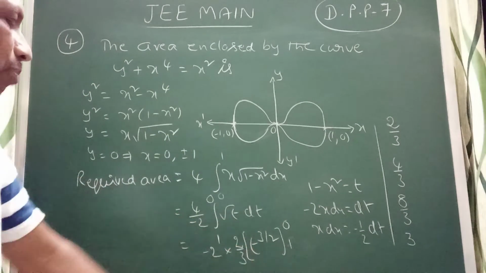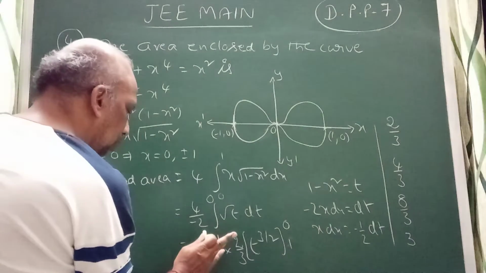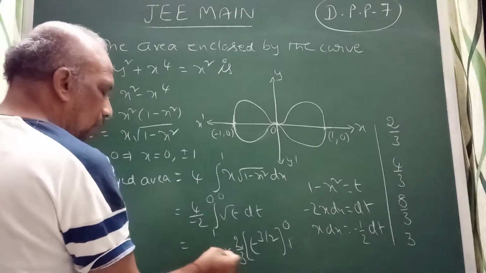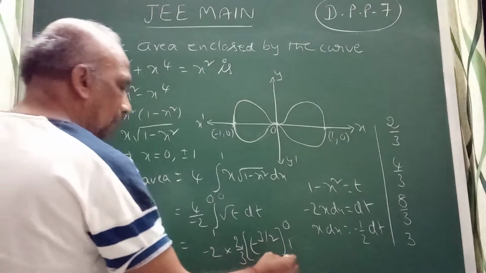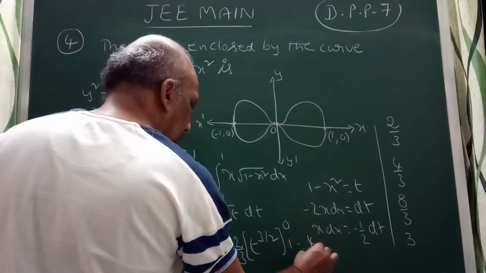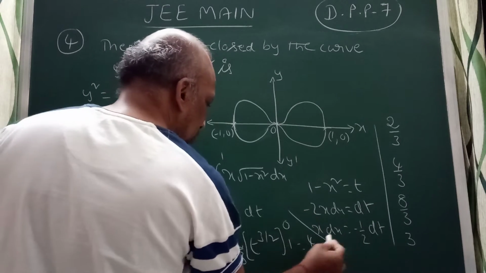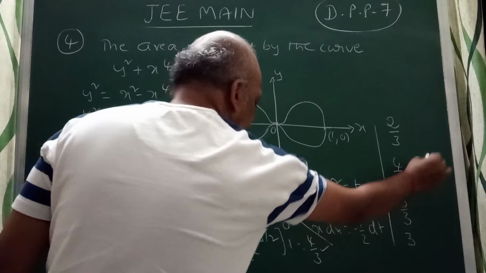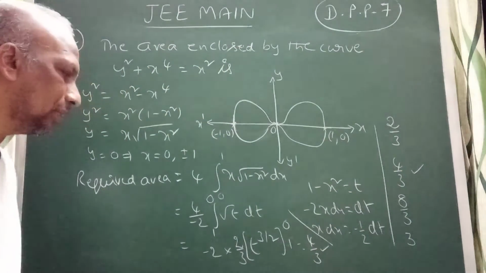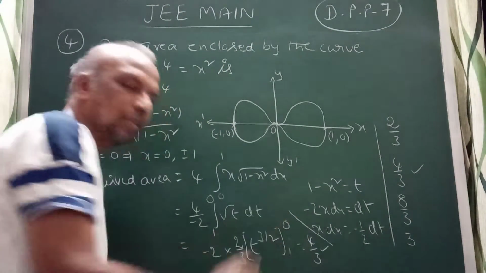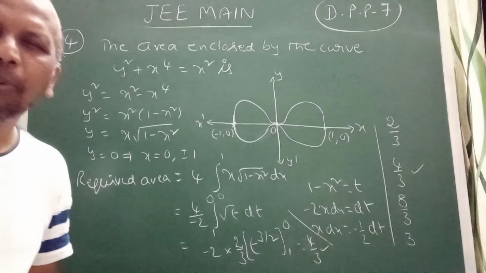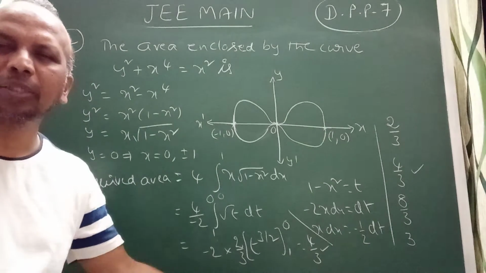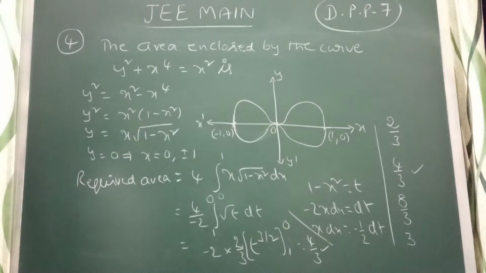Then simplify. This is 1 to 0, right? You get minus 4 by 3 into 0 minus 1. It goes to 4 by 3. The answer is 4 by 3 square units. 4 by 3 square units is the required answer.